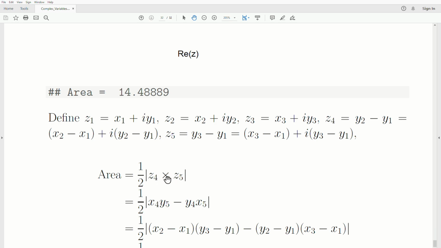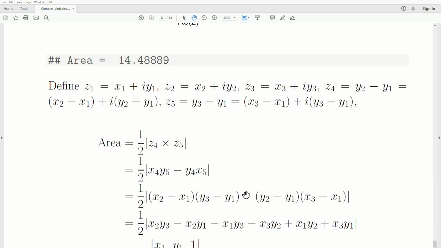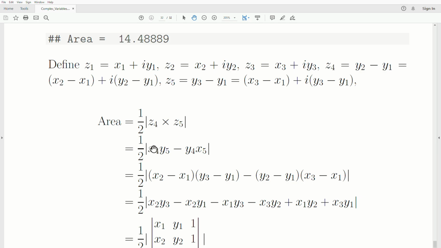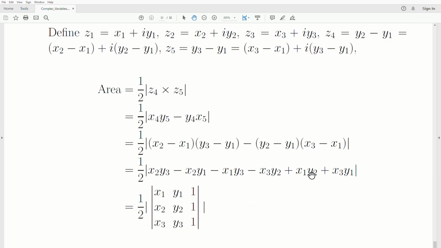Now we showed that the cross product is equal to this, right? So we're using Z4 and Z5. That's why we have subscripts 4 and 5 here. But the way we defined it as the difference of the vectors, we plug in X4, right, which is the difference of the real components, difference of the imaginary components of vector 5. Same way here. Now, when you do the multiplication here and here, you get two terms that cancel, and then you're left with this.